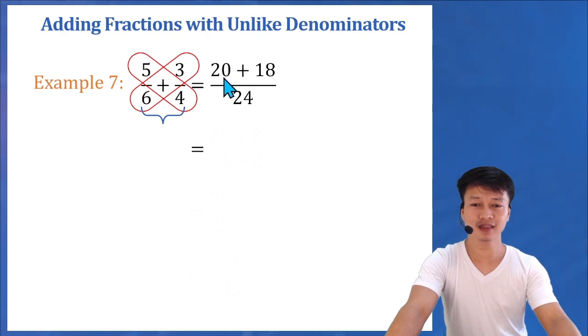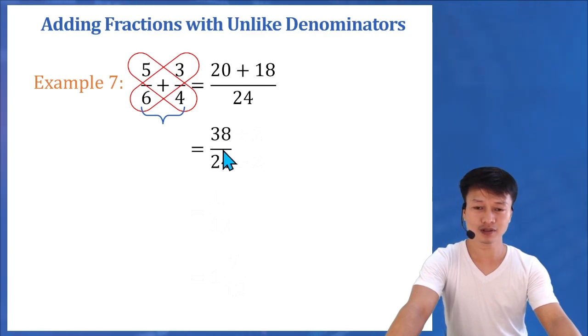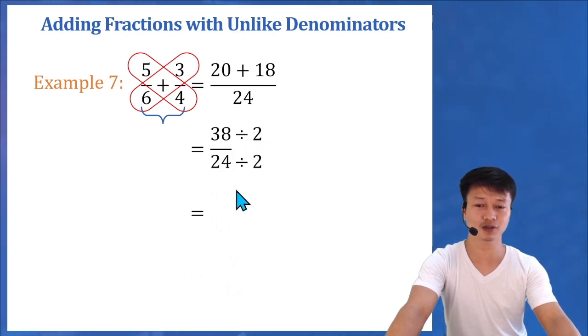And to simplify that, 20 plus 18 is 38 over, this 24 will be brought down here. Ayan. And it is very obvious that 38 over 24 is not yet in simplest form because both of them are even numbers. And so they have a common factor which is 2. So 38 divided by 2 and 24 divided by 2. So that is equal to, what is the quotient of 38 divided by 2? That is 19 over 24 divided by 2 is 12.